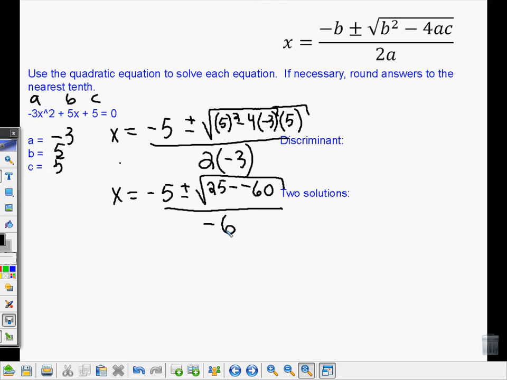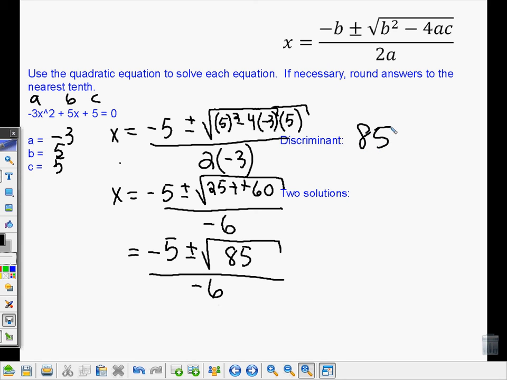Okay? So let's simplify again. We have negative 5 plus or minus the square root of 25 minus negative 60. Remember, those terms are positives. 2 negatives make a positive. So 25 plus 60, we get 85, all over negative 6. Now, remember our discriminant, it did ask us for that. That would be 85. So that's positive.